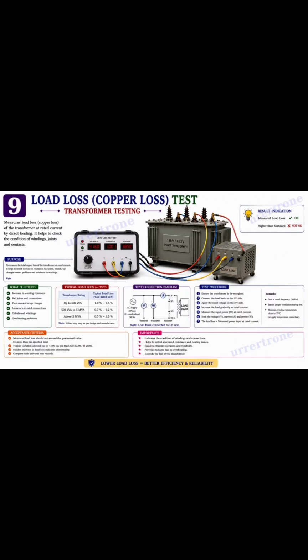9. Load loss (copper loss) test, also called short circuit test. This test measures copper losses occurring due to winding resistance. Its purpose is to determine copper losses, to calculate efficiency, and to verify design performance. Procedure. Short circuit LV winding. Apply reduced voltage to HV winding. Increase voltage until rated current flows. Measure power loss. Helps determine transformer efficiency.